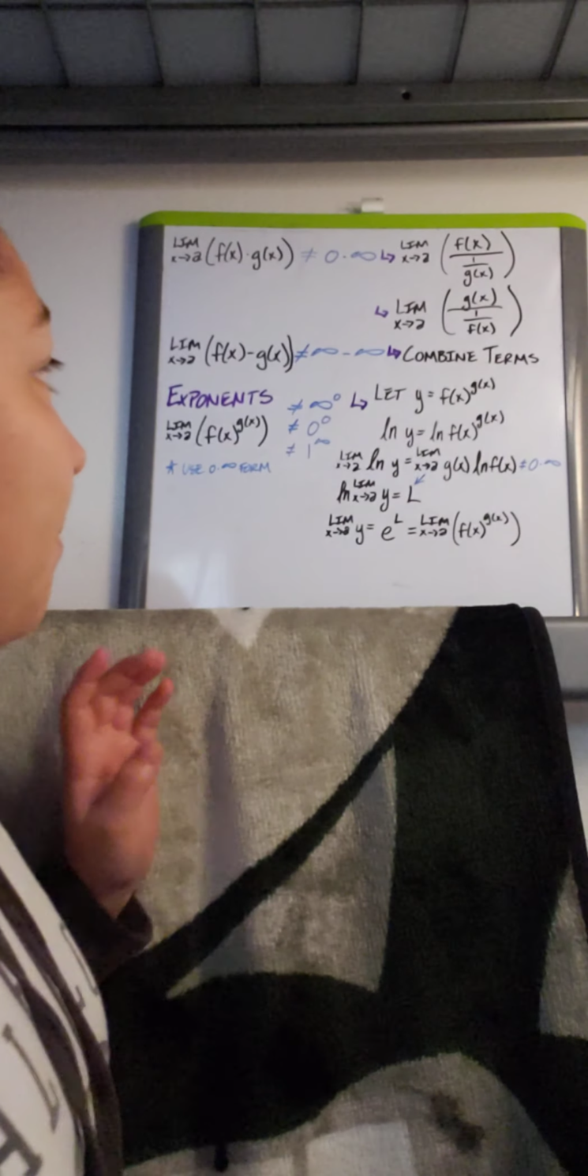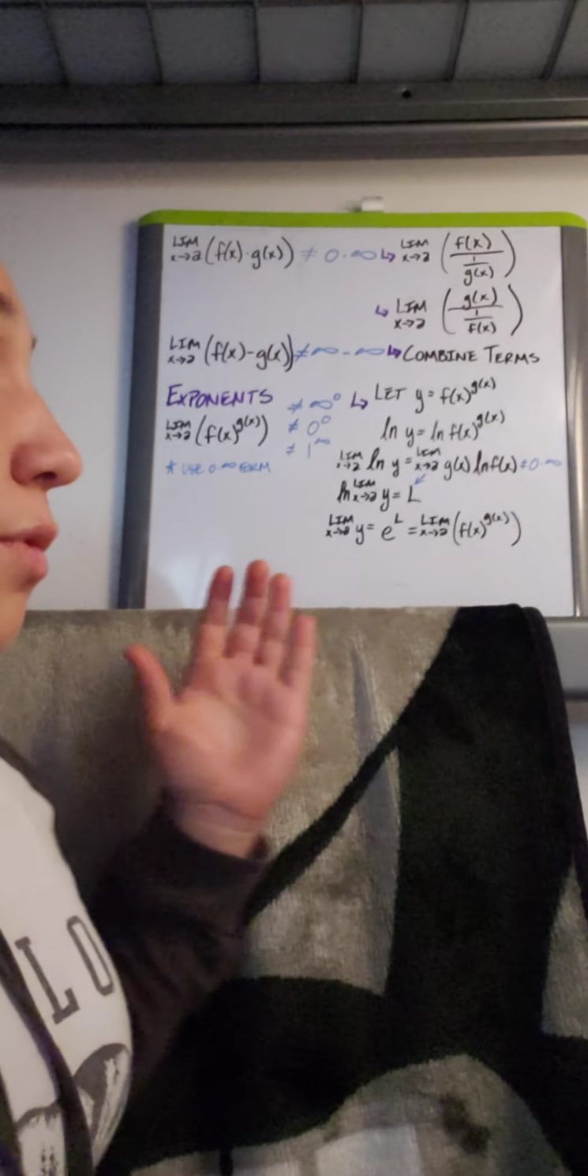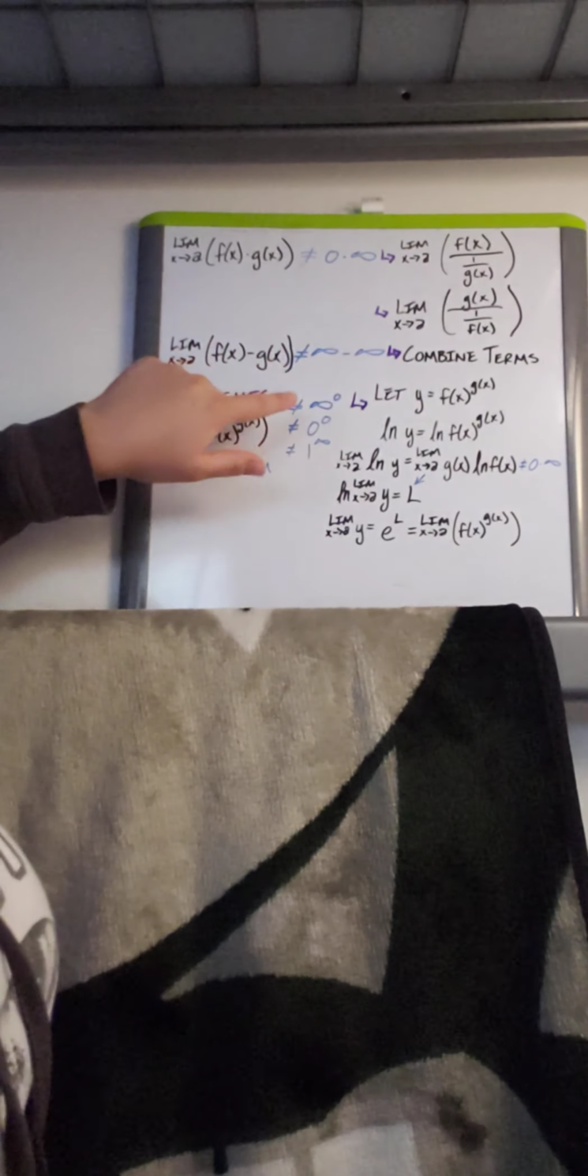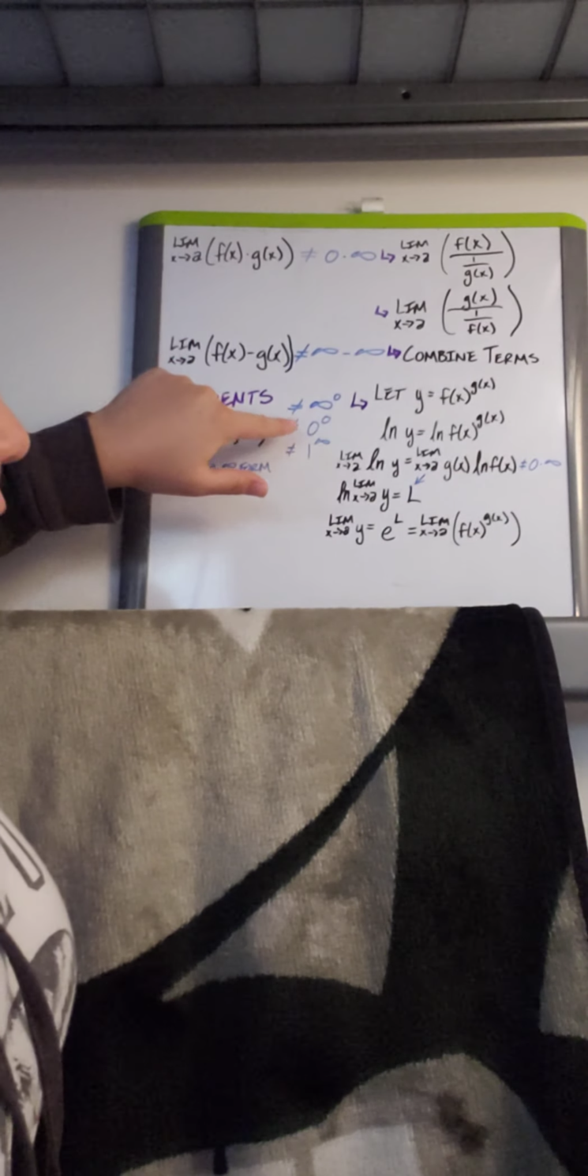And then the last three forms are exponential forms, and so they always have to do with two functions, where one is the base and one is the exponent. And so then it's infinity to the 0, 0 to the 0, and 1 to the infinity power.